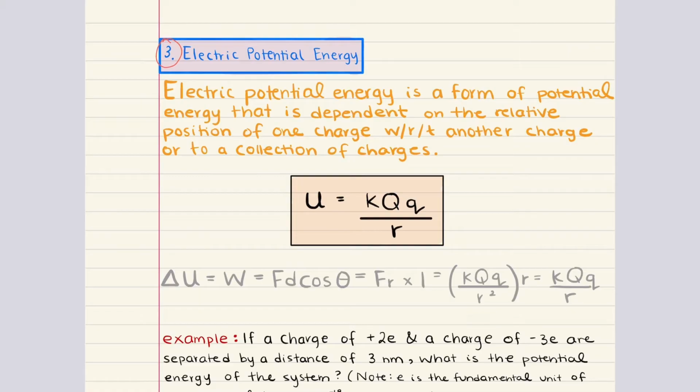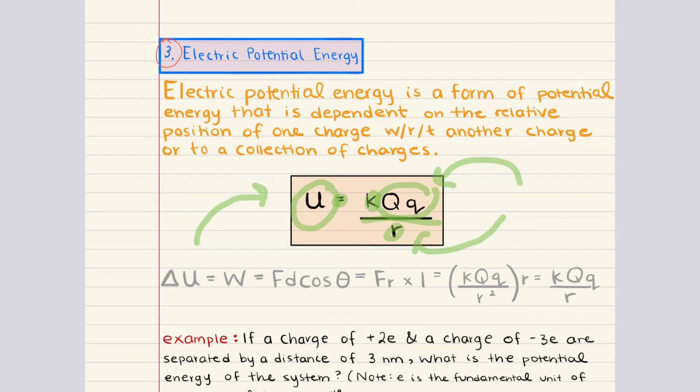The formula for electric potential energy between two charges is shown here. U is the electric potential energy, and that's equal to k, Coulomb's constant, multiplied by the magnitudes of the two charges, and that's all divided by r, which is the distance between them. From this equation, we see that the electric potential energy between two charges is proportional to the product of the charges and inversely proportional to the distance between them.